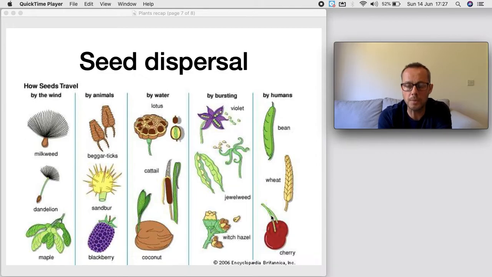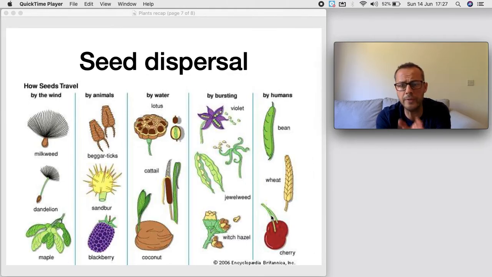If it grows very, very close to the parent plant, it will be in competition with the parent plant for water, for light, for any minerals in the soil. So to give it the best possible shot at successful growth and then continued reproduction, the seed needs to be transferred and dispersed as far away from the parent plant as possible.